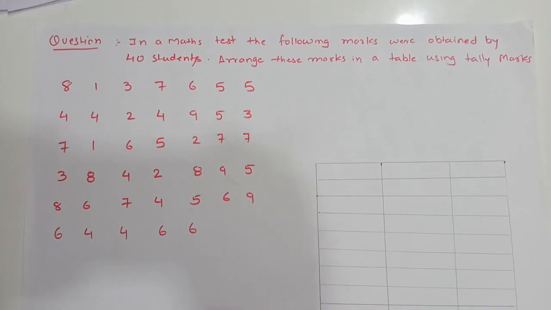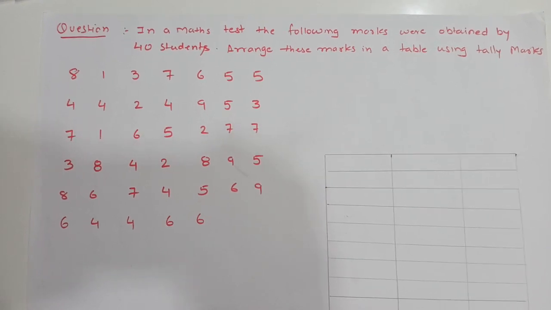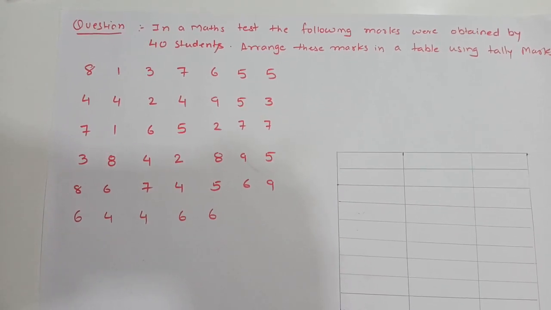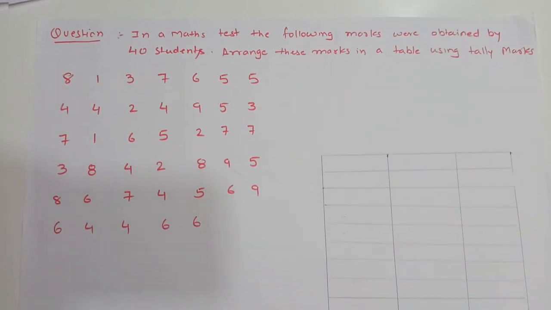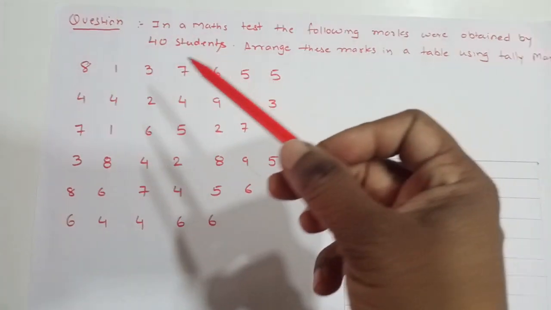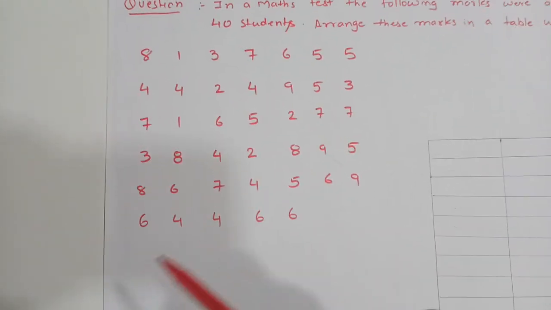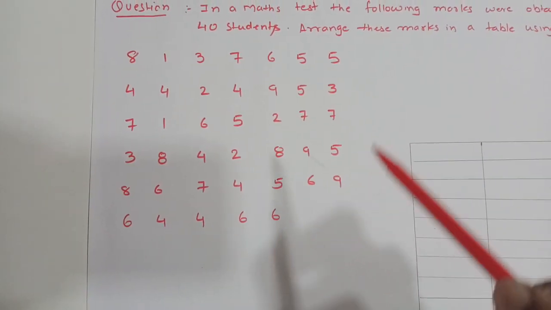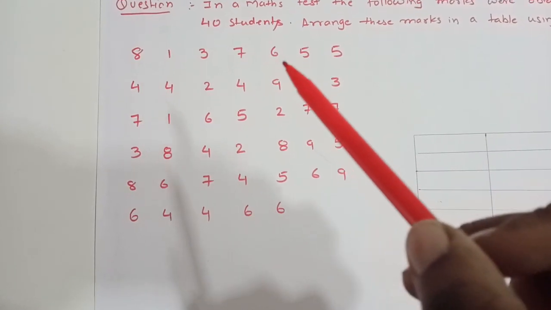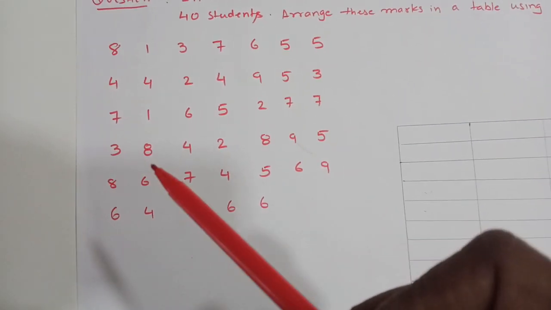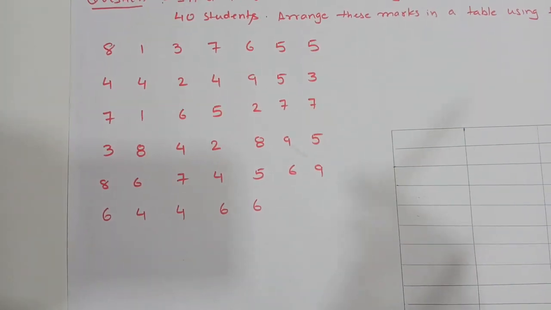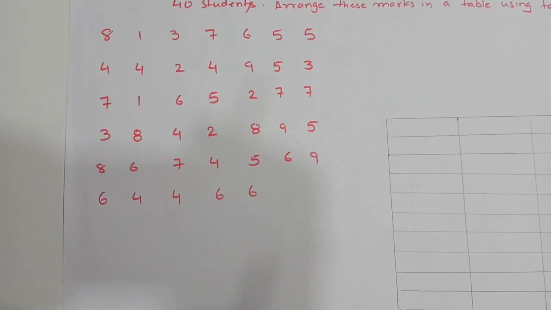Okay, now let us take a very classic example to understand the entire concept of chapter 9, which is data handling, using the tally marks. We have a sum over here. So let's read the sum. In a mathematics test, the following marks were obtained by 40 students. Arrange these marks in a table using tally marks. So we already have the marks of some students given here, and these are 40 students. And we have to arrange these marks into tally marks. Okay, let's do that now and understand what exactly it is all about.